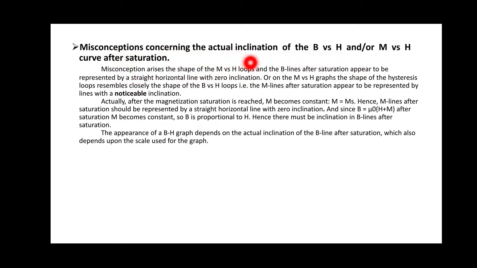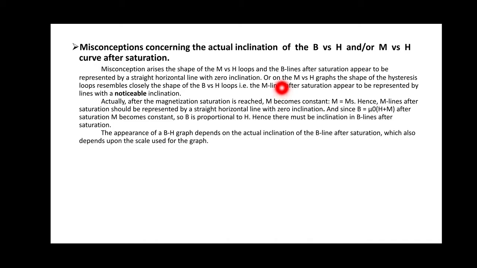Misconception concerning the actual inclination of the B versus H or M versus H curve after saturation. After saturation, in the B versus H curve there will be a slant line, but in the M versus H curve there will be a horizontal line. The misconception arises for the shape of the M versus H loop and B lines after saturation, which appear to be represented by a horizontal line with zero inclination. I mean, in the B line, saturation appears to be represented by a horizontal line, which cannot be the case in the B versus H curve, because B also increases with H.